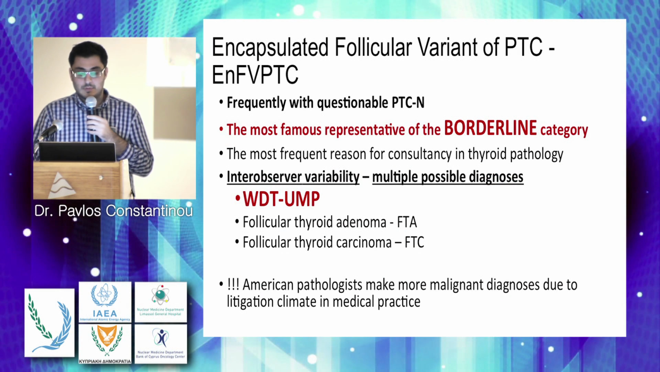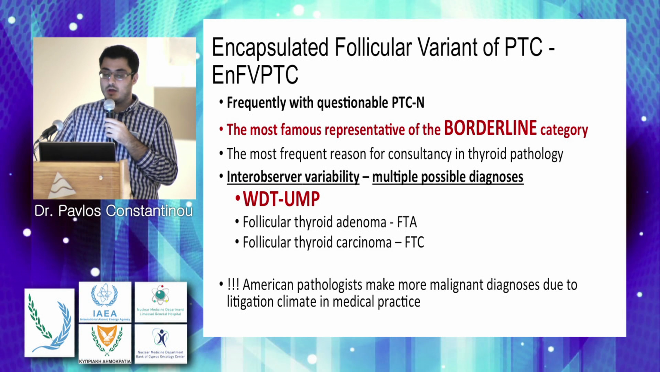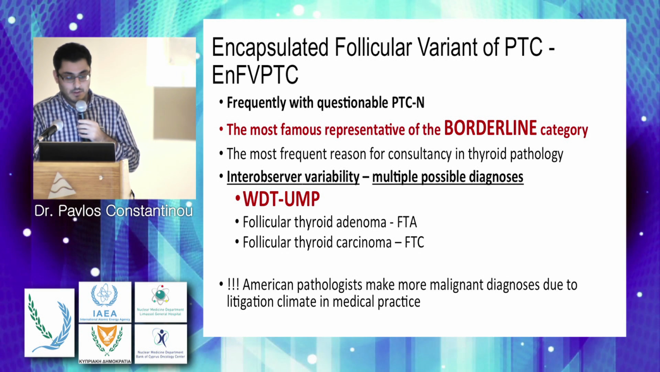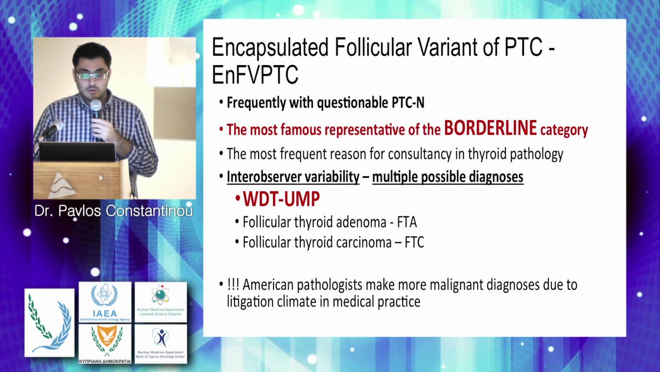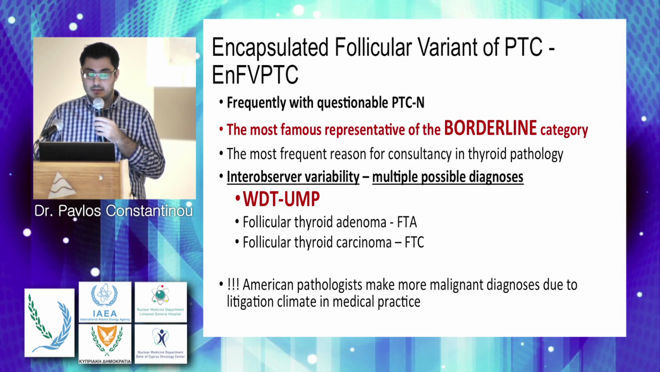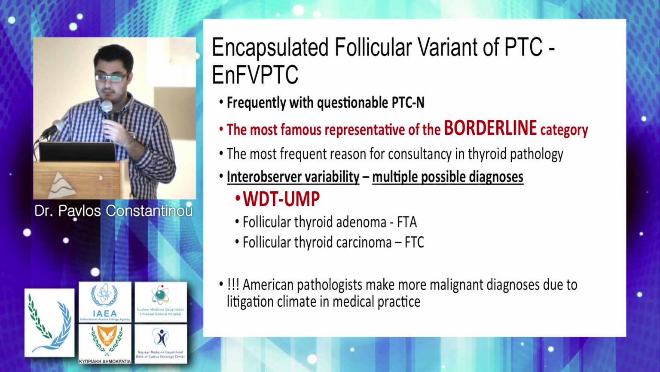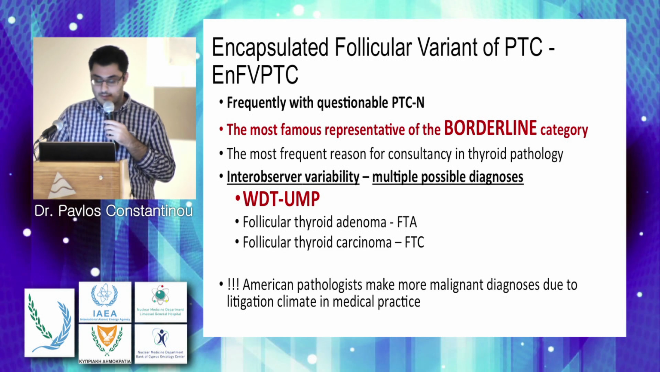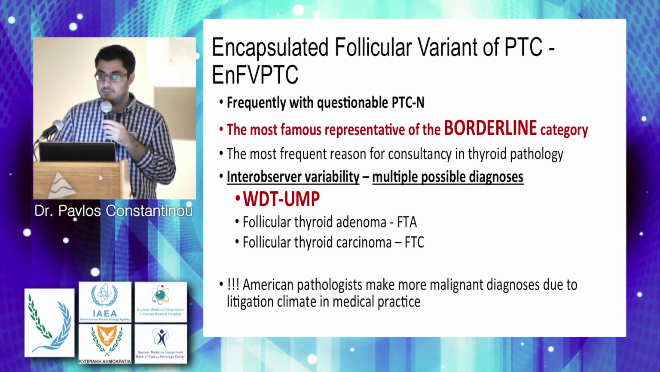This neoplasm frequently comes with questionable nuclear features. That's why it is the most famous representative of the borderline category. It is also the most frequent reason for consults in thyroid pathology. There is a great inter-observer variability. A lot of pathologists used to diagnose this type of neoplasia as a well-differentiated tumor of unknown malignant potential. And it is true that American pathologists make more malignant diagnoses due to the litigation climate in medical practice in their country.